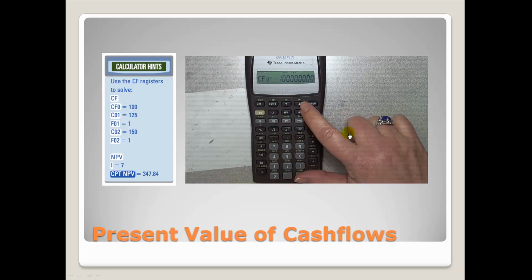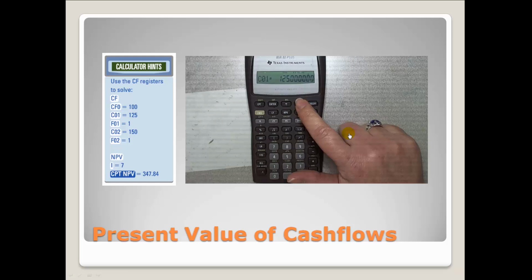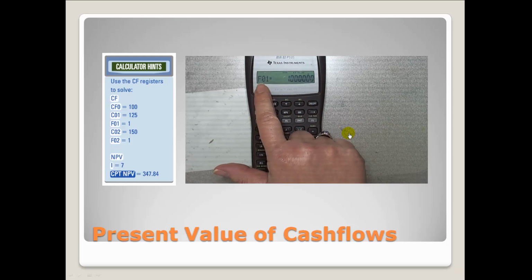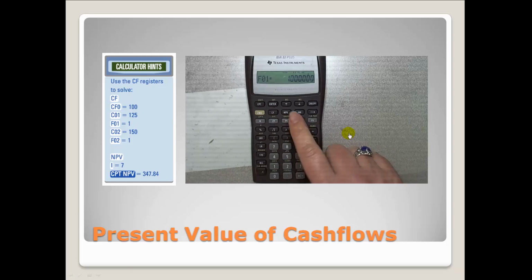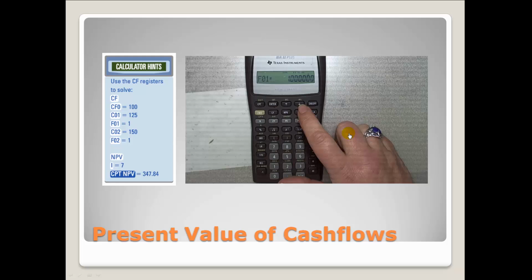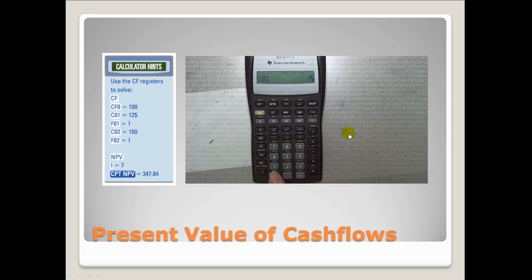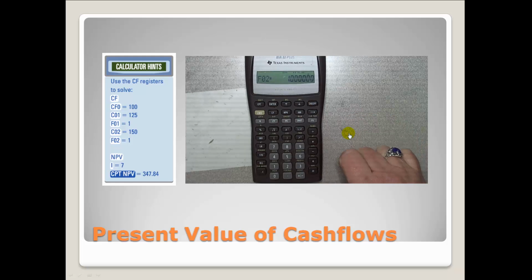Then you're going to hit the down arrow key, which is going to take you to C01, which is your first cash flow. So it's 125 in this example. Again, you want to hit enter. Then when you hit the down arrow key this time, you're going to see an F01, which means frequency, and we won't be using that in this problem. It should say 1, and you're just going to hit that down arrow key and scroll through it again until you see C02. You're going to enter your next cash flow, which is 150, and hit enter. Then you're going to hit that down arrow to take you to F02.